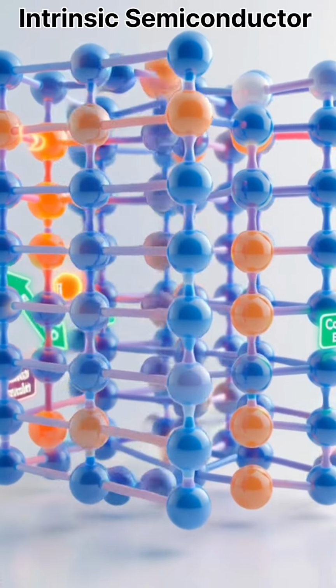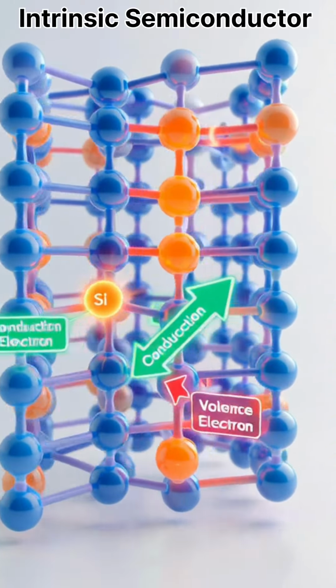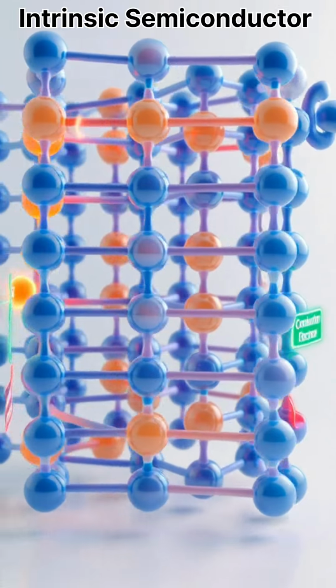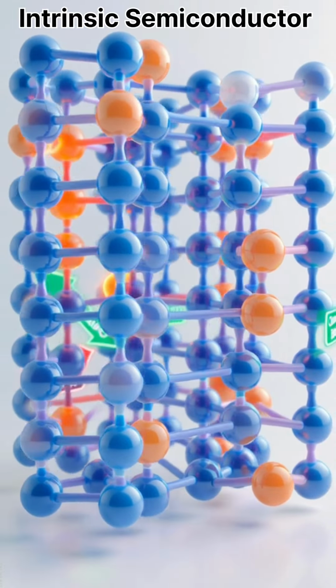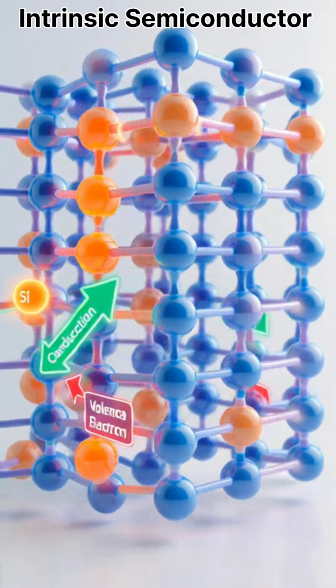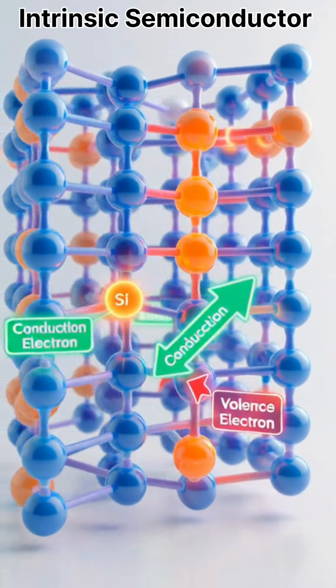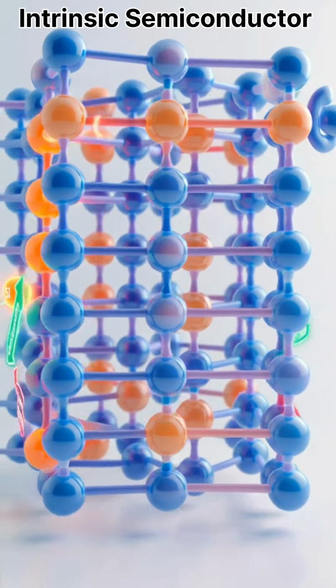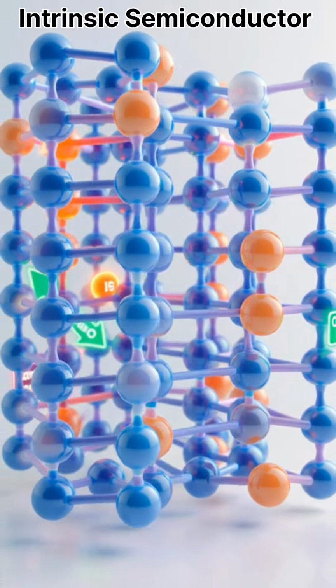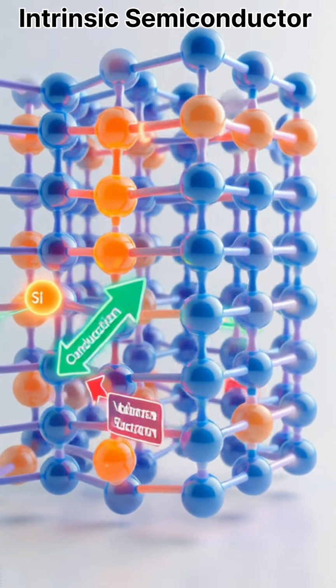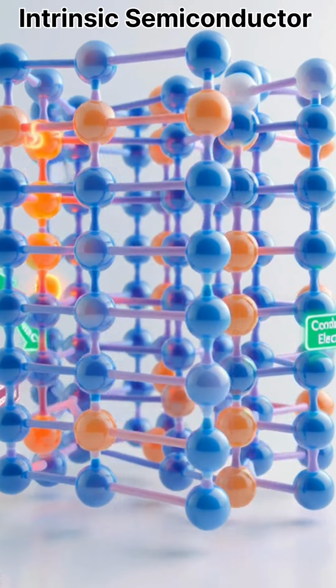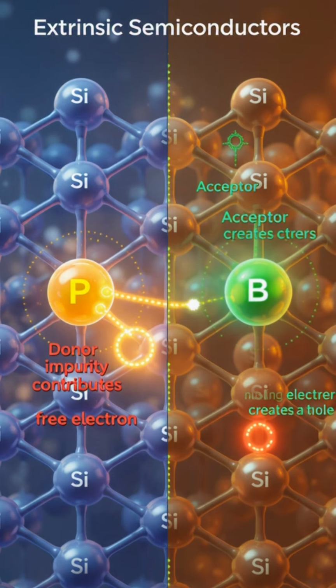At room temperature, only a few electrons gain enough energy to break free from their bonds. When an electron breaks loose, it leaves behind an empty space called a hole. These electron-hole pairs are the natural charge carriers in an intrinsic semiconductor. But their number is very small, so pure silicon is not very conductive.